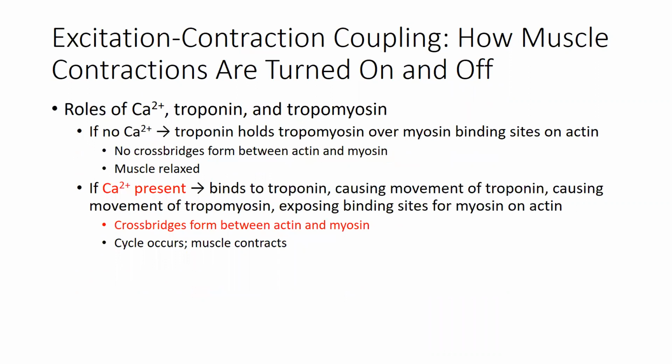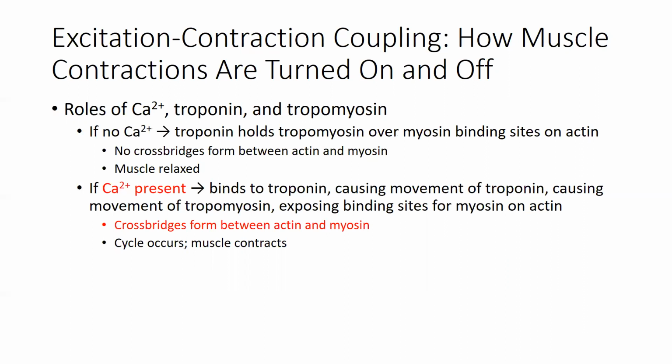Now, there should be another review for us. The role of calcium, troponin, and tropomyosin. This is something we just looked at. How calcium is going to bind onto troponin and cause tropomyosin to uncover the myosin binding sites. If the binding sites are covered in the absence of calcium, those binding sites will remain covered by tropomyosin. And as a result, myosin will not be able to reach out and make an interaction. So there will be no cross-bridge cycling happening.